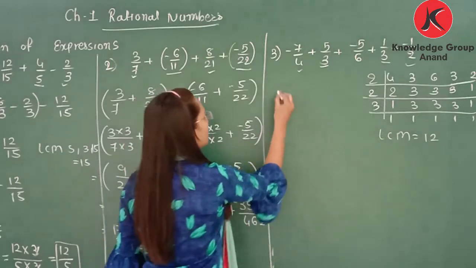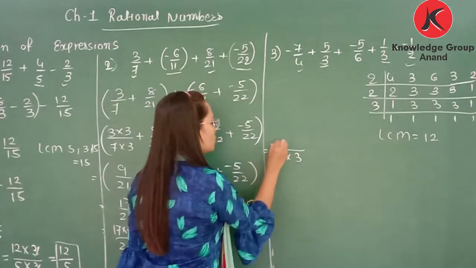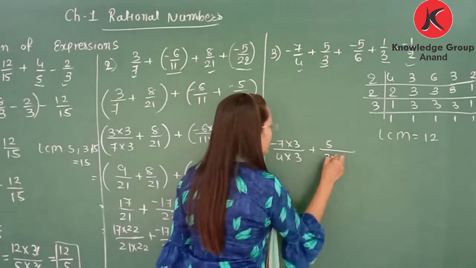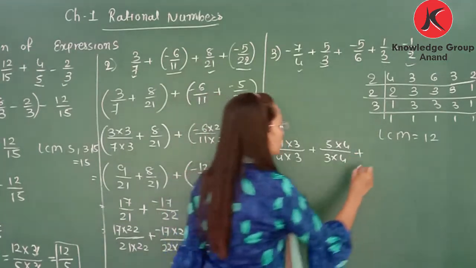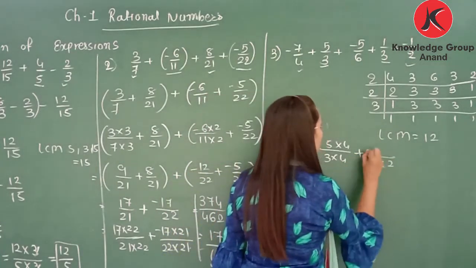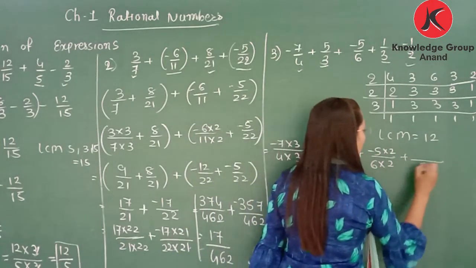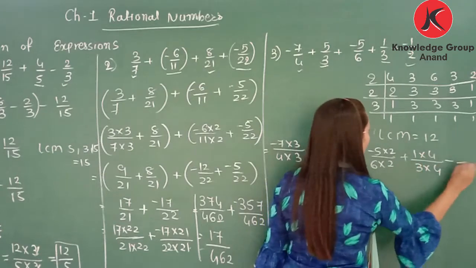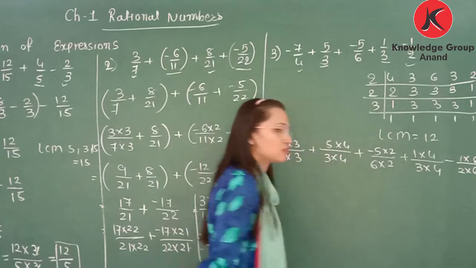So here 4 is multiplied with 3, so 7 is also multiplied with 3. 3 is multiplied with 4, so the numerator is also multiplied with 4. 6 is multiplied with 2, so minus 5 is also multiplied with 2. 3 is multiplied with 4, so 1 is also multiplied with 4. And 2 is multiplied with 6, so 1 is also multiplied with 6.